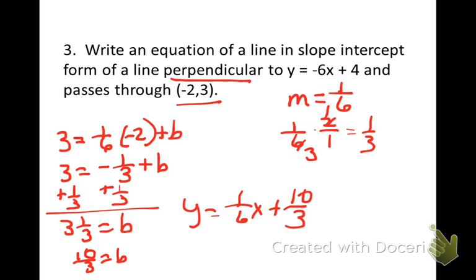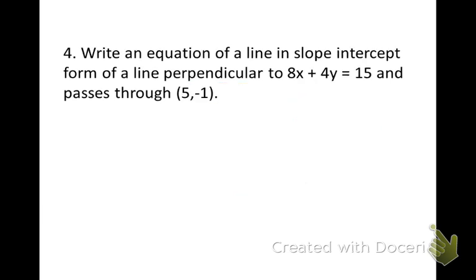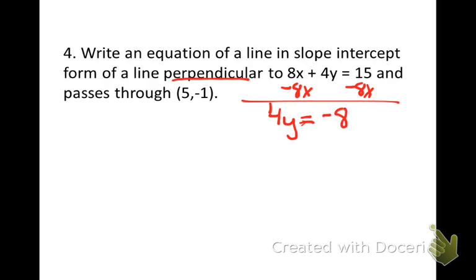So hopefully the fractions aren't giving us too much difficulty. And again, in this one, slope-intercept form, and we want it to be perpendicular. So we need to get it in the form y equals, so we need to subtract 8x from each side. And I get 4y equals negative 8x, I do want that to be first, plus 15. So I'm going to have to divide everything by 4. I get y equals negative 2x plus 15/4.